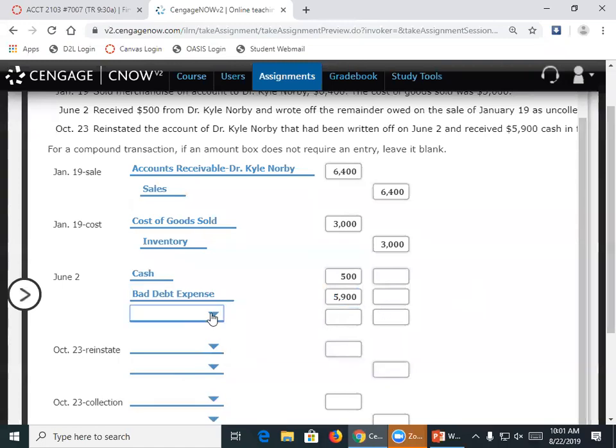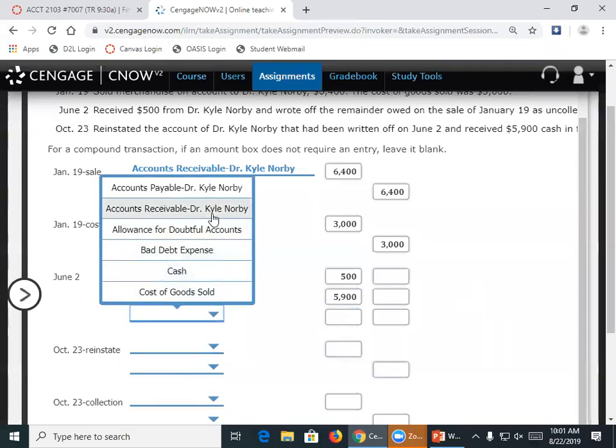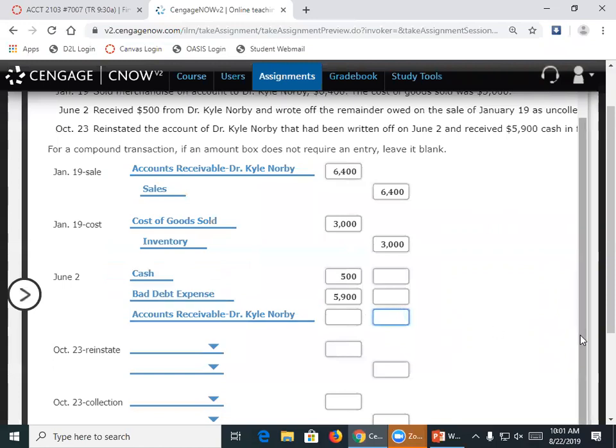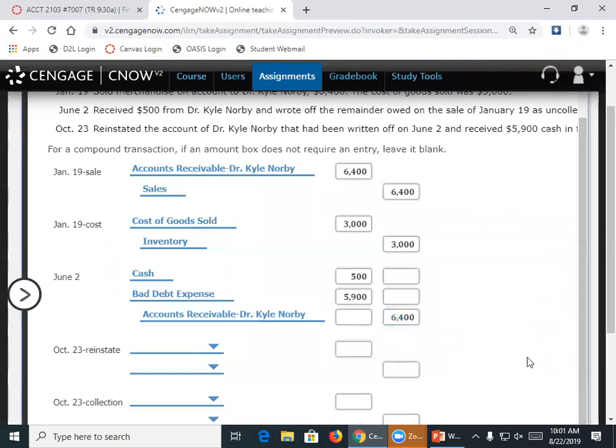And then we credit the total amount to accounts receivable, Dr. Kyle Norby. The $500 he paid, the rest we wrote off directly. So his whole account gets credited for $6,400. And then our journal entry is balanced, right? Our total debits equal our total credits. So we're good. We're happy.